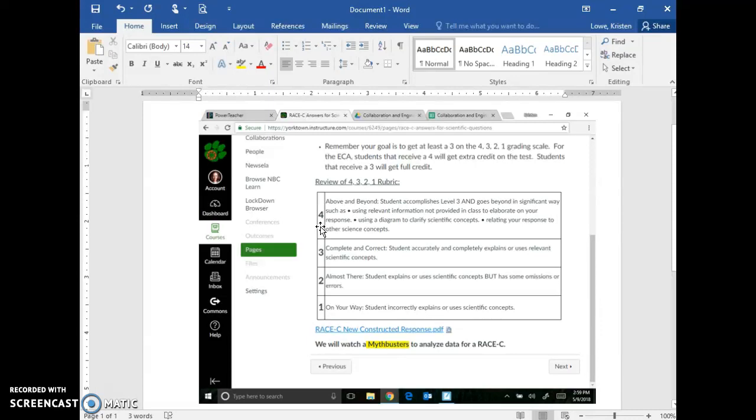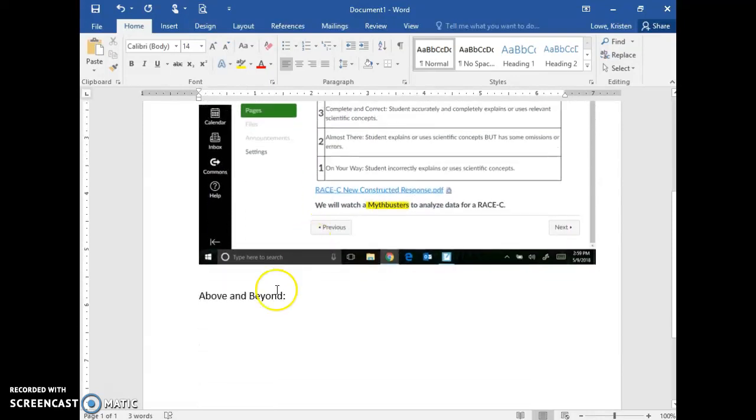Well, it's for this time now, because we want everybody to get a good score on the ECA, the end of course assessment. So if you can write that level 4 easily, the above and beyond, then you are going to be just fine on the ECA.